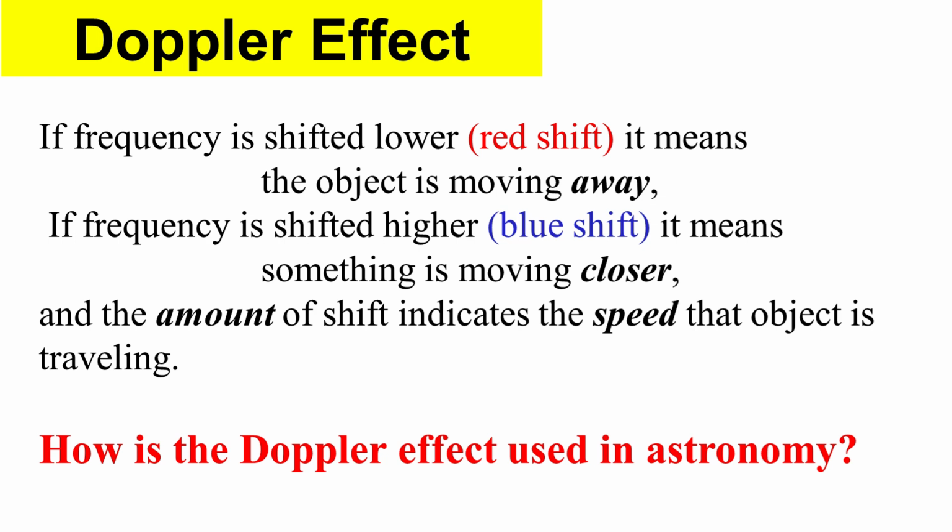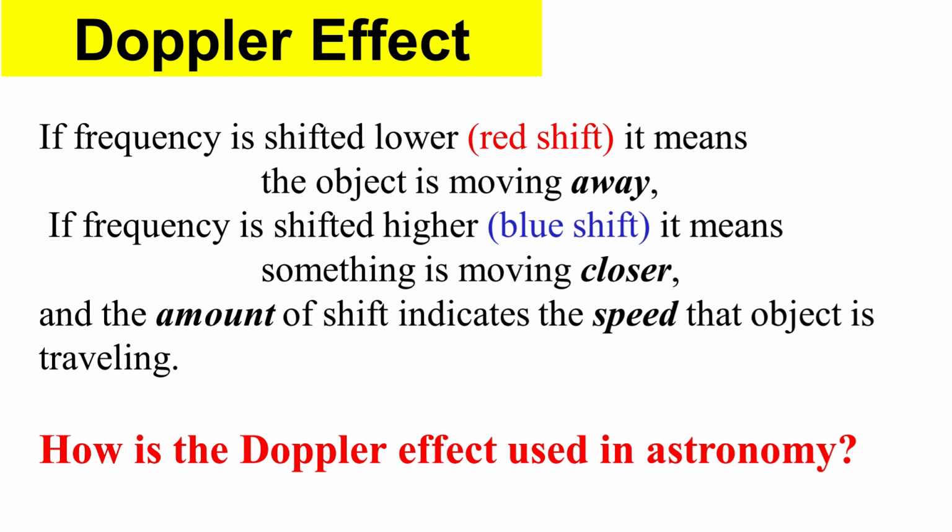So to sum up, if frequency is shifted lower, redshift, it means the object is moving away. If frequency is shifted higher, blue shift, it means something is moving closer, and the amount of shift indicates the speed at which the object is traveling.